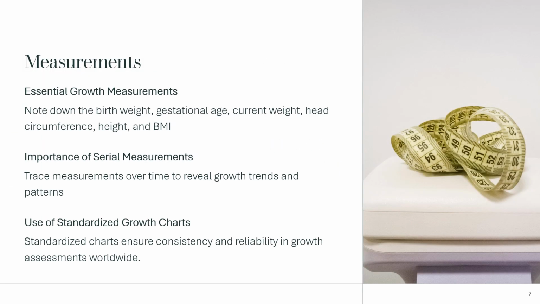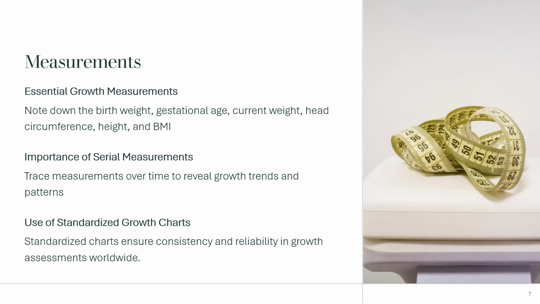What all measurements you will take? You should note down the birth weight and the gestational age, whether the baby was low birth weight, small for gestational age, or the baby was born term or preterm. All these you have to note down.